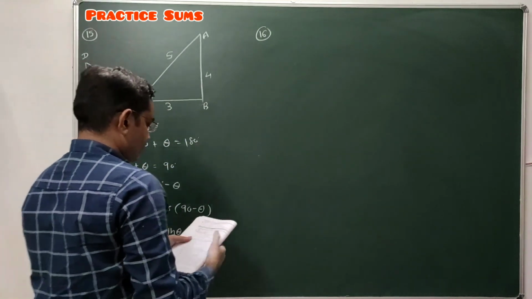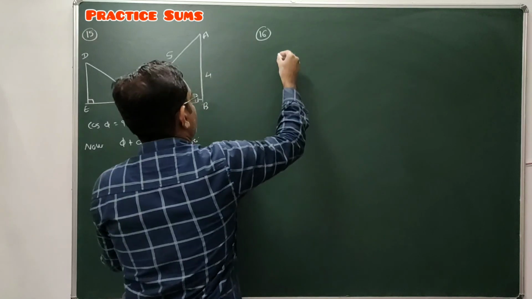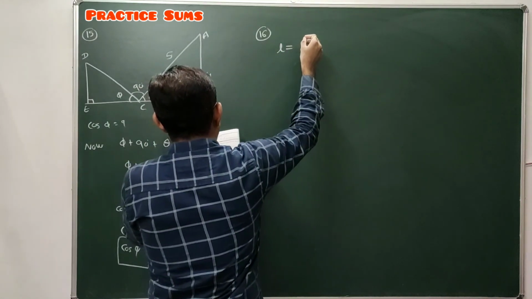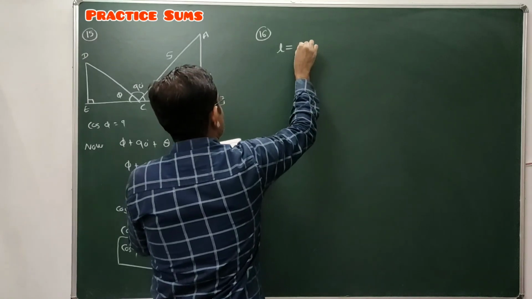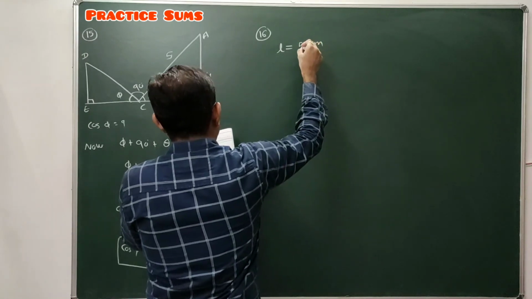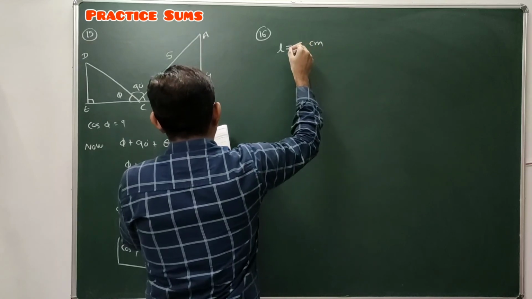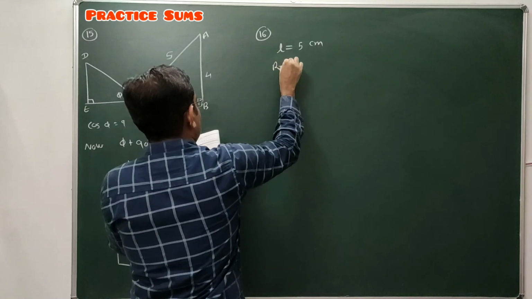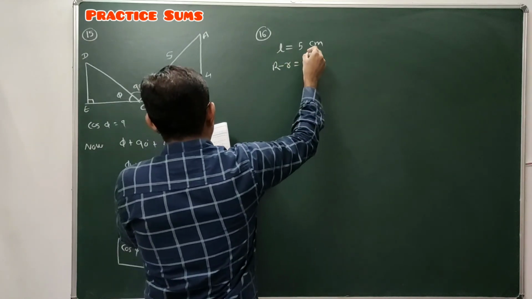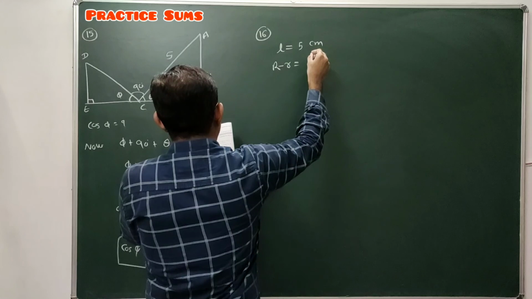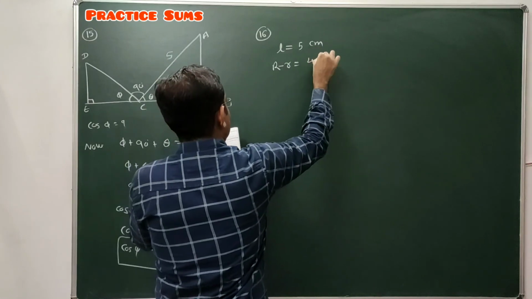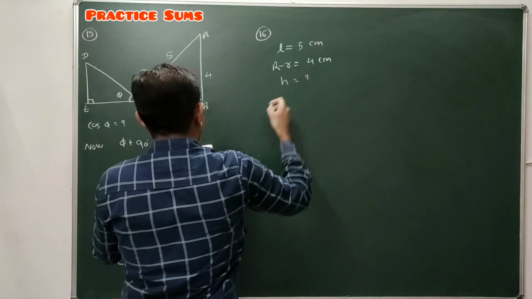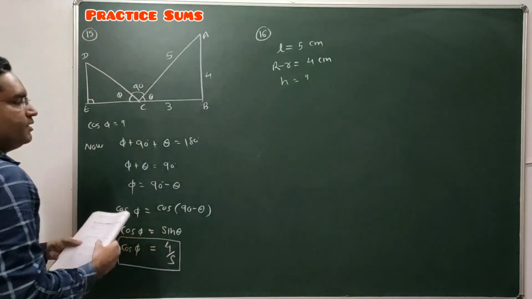So here the slant height of a frustum of a cone is given. We know the formula. The slant height of the frustum of cone is 5 centimeter, and the difference between the radii of its two circular ends, that is capital R minus small r, is 4 centimeter. Find the height of the frustum of the cone.